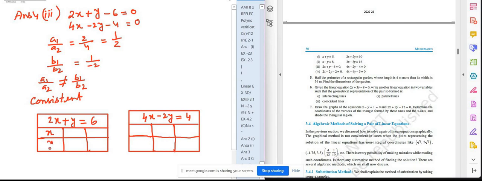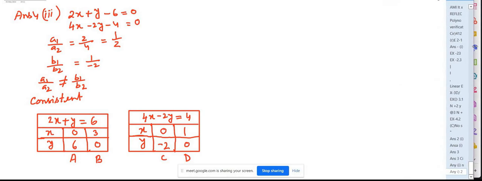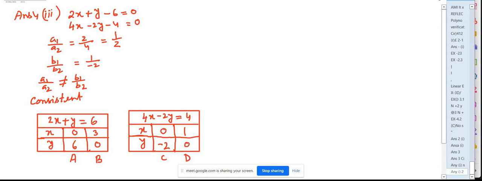So x, y. Once take x equals 0, y will be 6. y equals 0, x will be 3. That is the easiest way to find 2 points. For the second, x, y: if we consider x equals 0, then y will be minus 2. If y equals 0, then x equals 1. This is point C and this is point D. After that, we have to draw the graph.